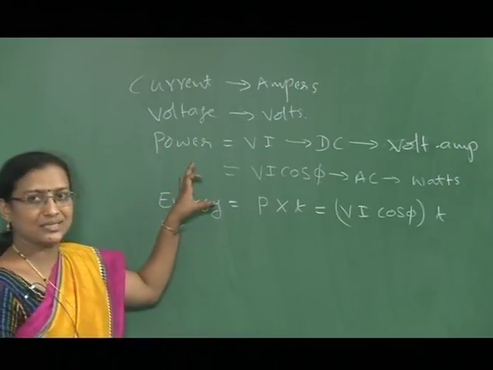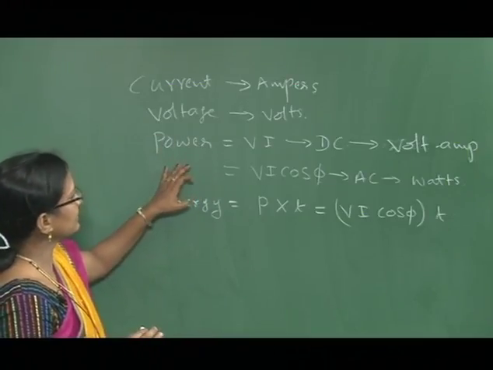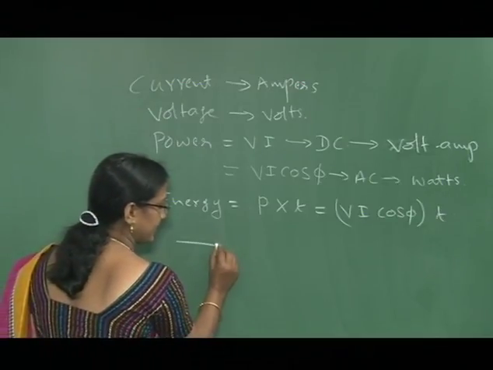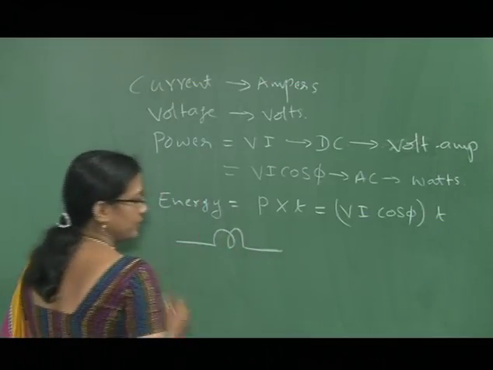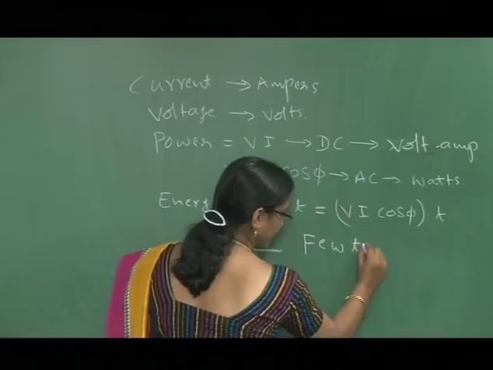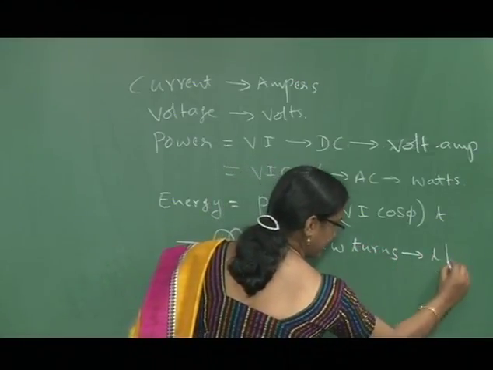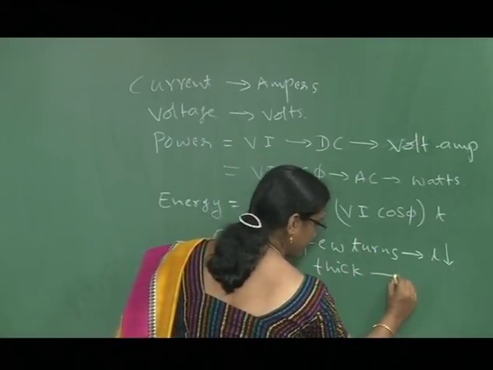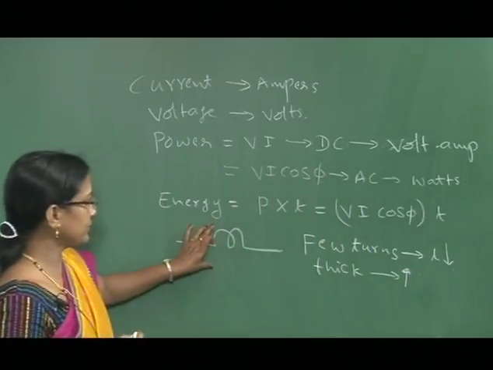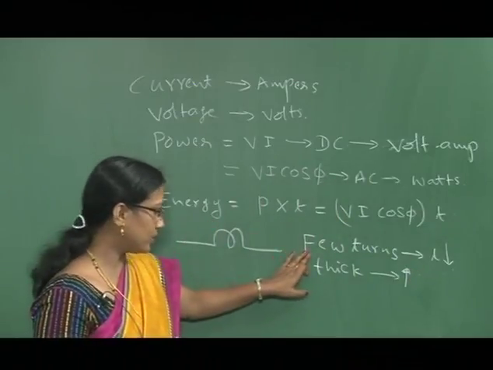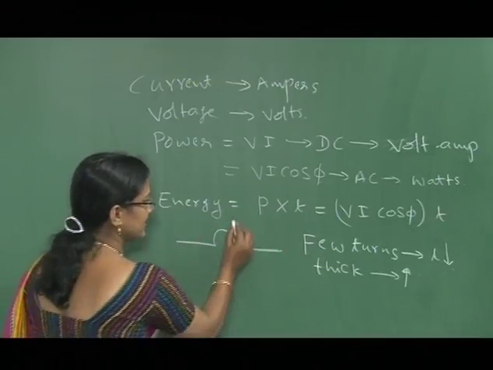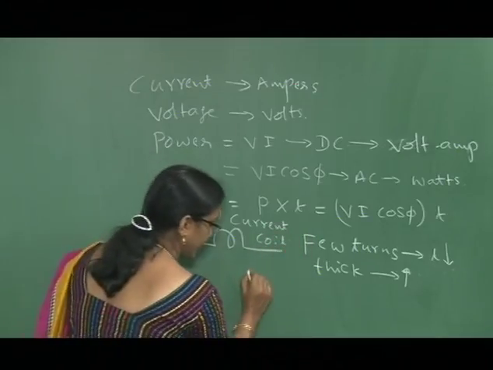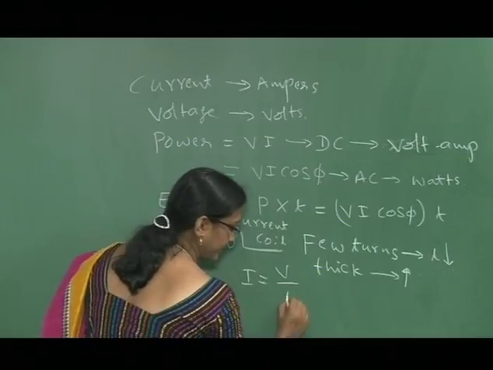When we consider measuring instruments, we first have to construct the current coil and the voltage coil. How exactly are we constructing the current coil? We are going to consider only a few turns, which means the length is less and the thickness is more. You use a thick, few-turn wire or coil to construct this current coil, because the concept is I equal to V divided by R.